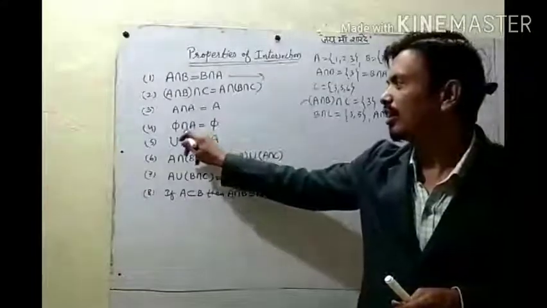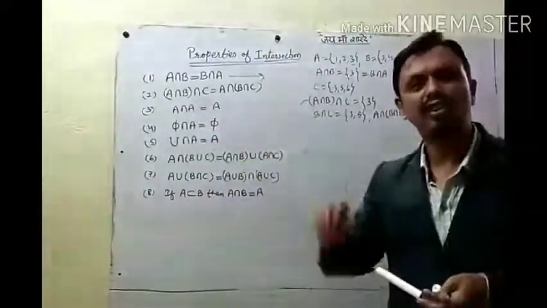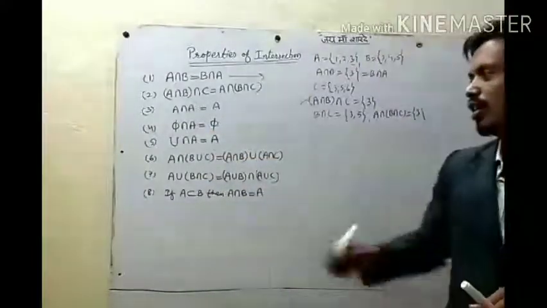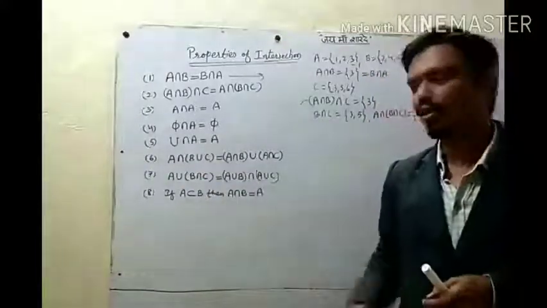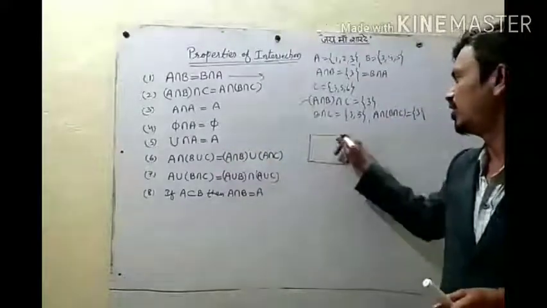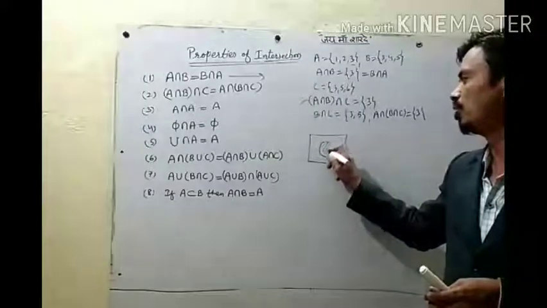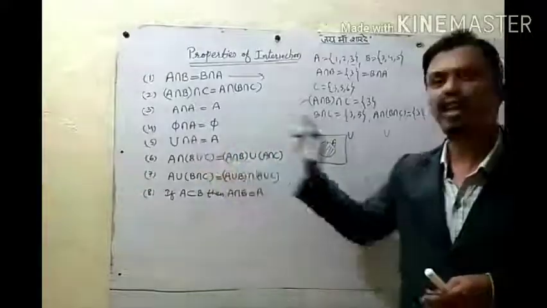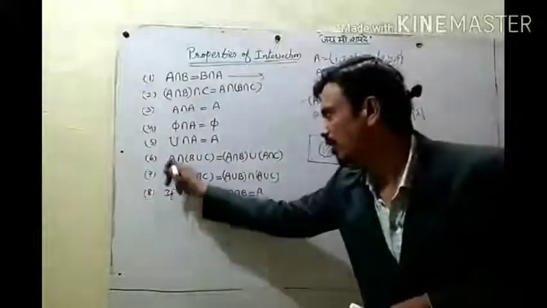Then the intersection of any set with the null set. What is common in the null set and any set? Nothing. So its intersection will be empty. Then the intersection of the universal set and set A will be set A itself. What is common in both? This part is common in both, which is A. So the intersection of U and A is A only. Okay? Then we'll see this property later on.